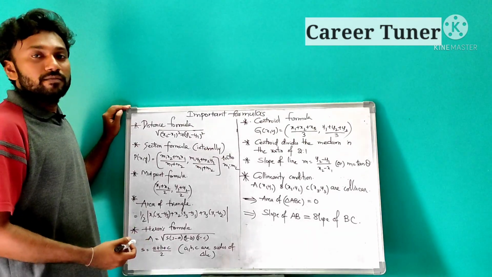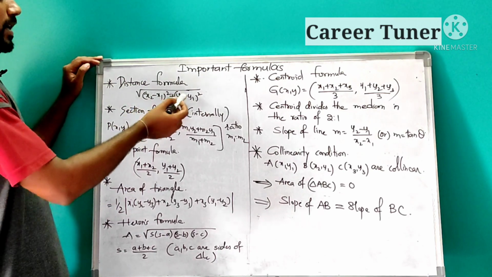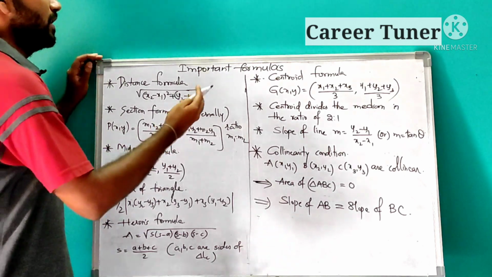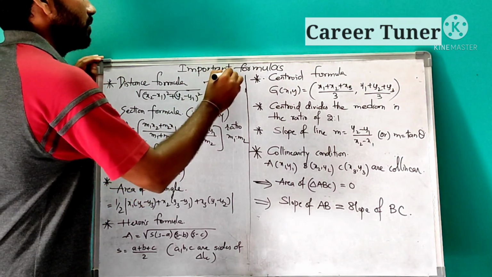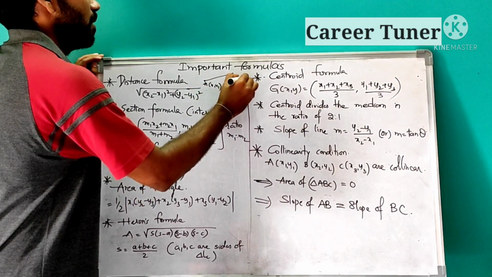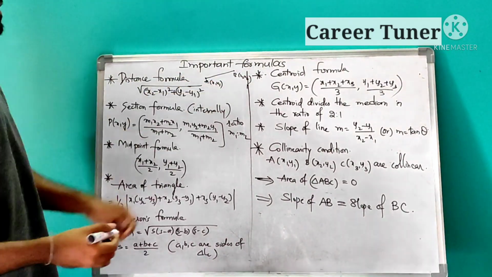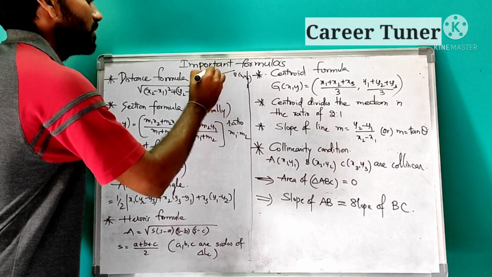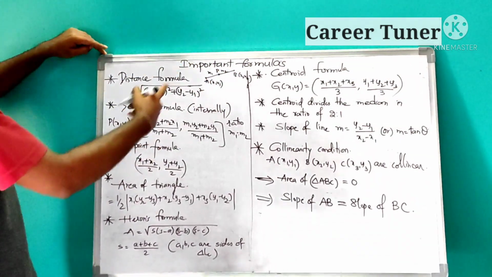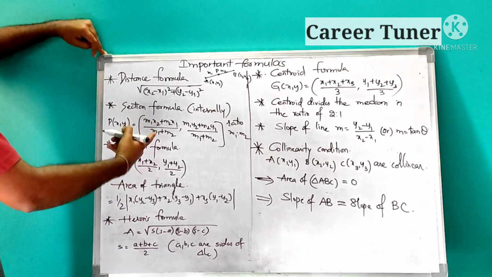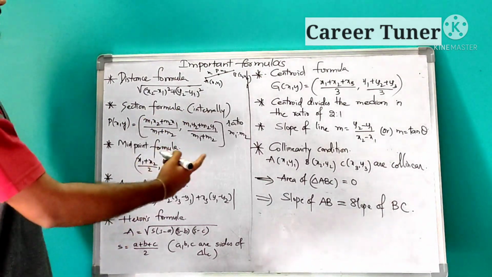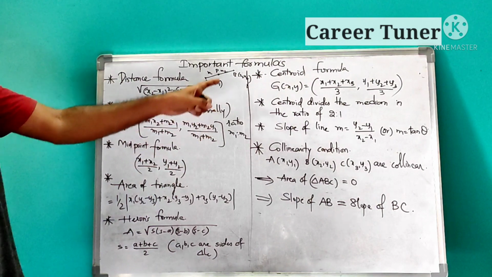Some important formulas. Distance formula: root of (x2 minus x1) whole square plus (y2 minus y1) whole square. Next, section formula. Suppose we take a line with two points, A is (x1, y1) and B is (x2, y2). Let us imagine some point P which is dividing in the ratio m1 is to m2. Then what are the coordinates of P? P(x, y) is equal to (m1 x2 plus m2 x1) by (m1 plus m2) comma (m1 y2 plus m2 y1) by (m1 plus m2). Here the ratio is m1 is to m2 and it is dividing internally.